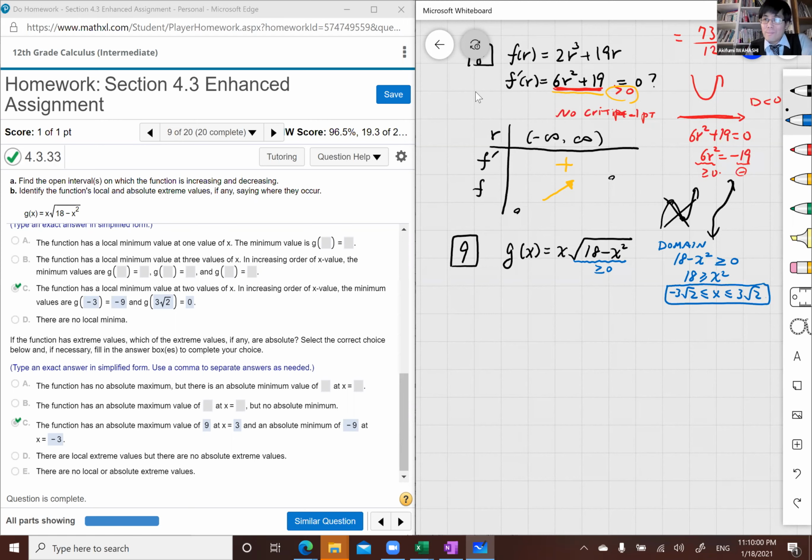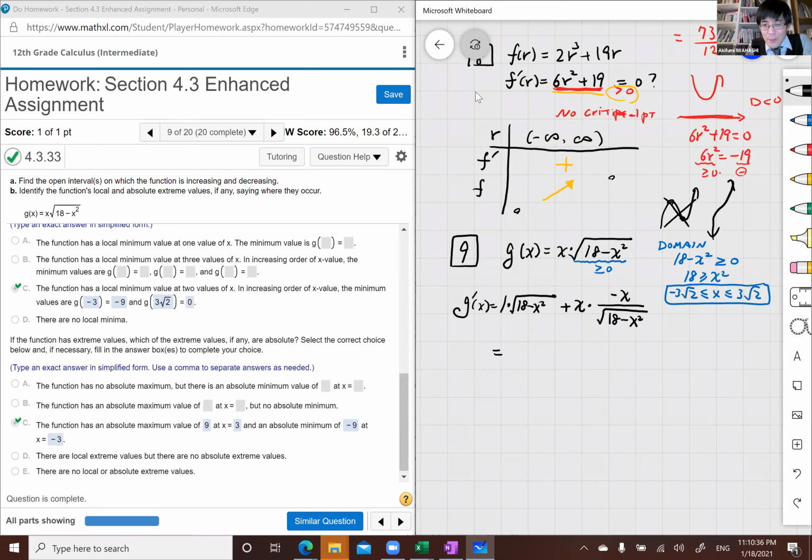Now let's differentiate this. Remember, this is a product of two functions, so I have to use the product rule. f dash g plus f g dash: the derivative of the left times the right, plus the left times the derivative of the right. The derivative of the right is going to be something like this.